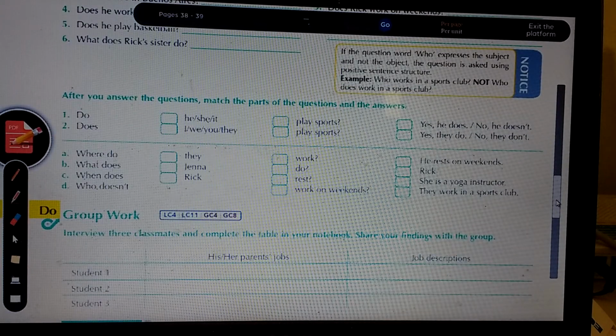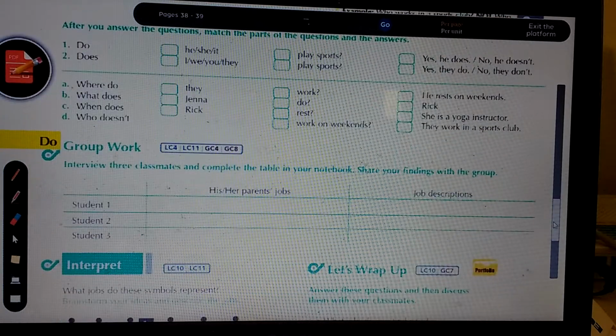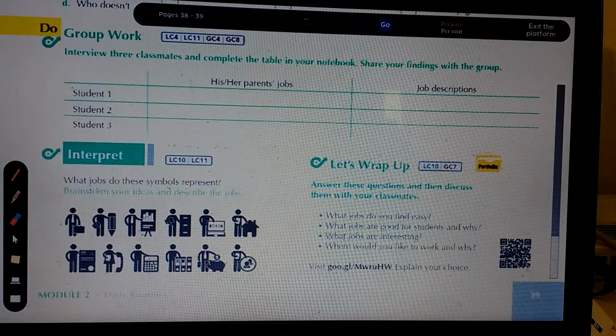¿Sí? Entonces nada más serían estas actividades. Esta actividad no la vamos a hacer, ¿por qué? Porque tendrían que entrevistar a alguno de sus compañeros. Pero pues como no están en clase, pues no la vamos a poder hacer. Ni tampoco estas dos. ¿Sí?